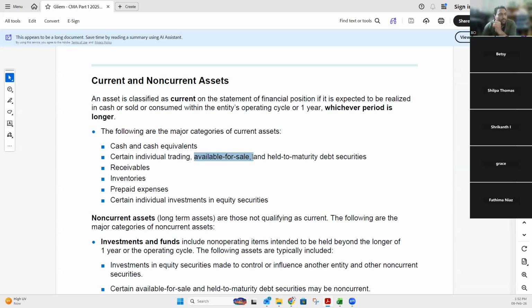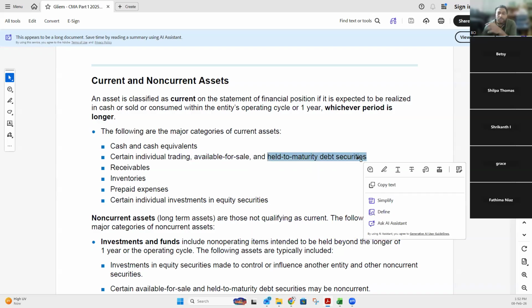Before available for sale, I will say what held to maturity is. For example, you have bought some other company's bonds or debentures. When you purchase, you have an intent to hold these debentures or bonds till the maturity date. Your plan is to hold them so that you get interest every year, and at the end of the term period, you get the money back. That is called held to maturity debt securities. Clear?